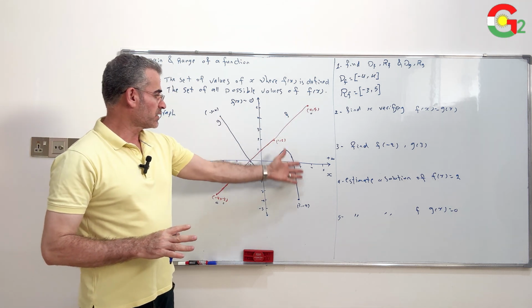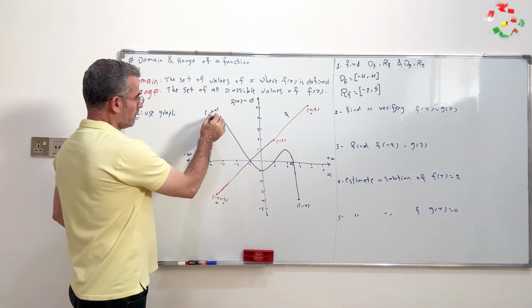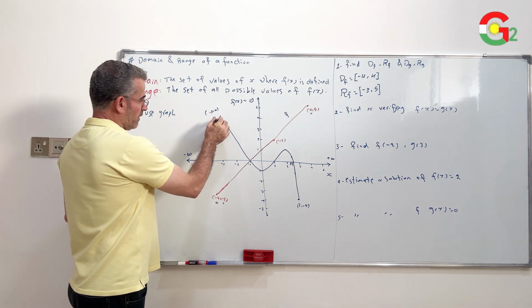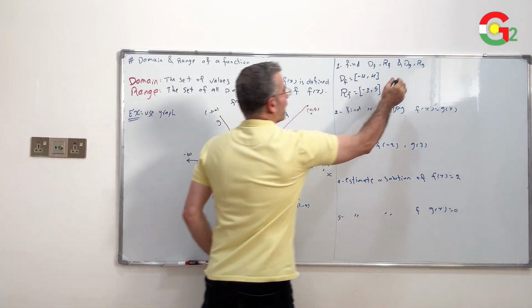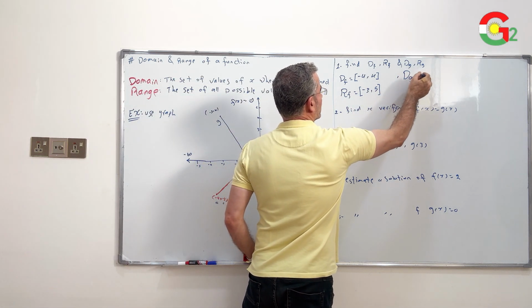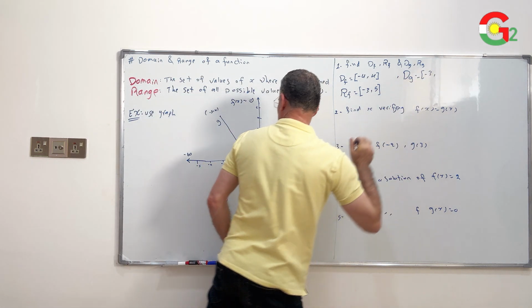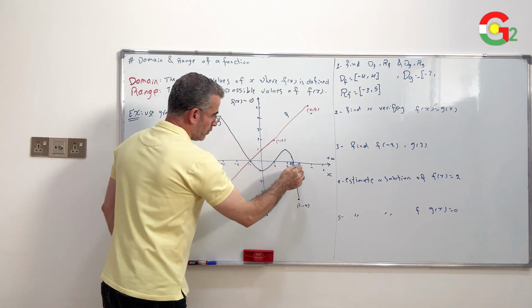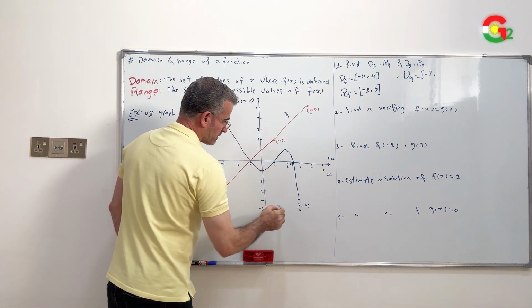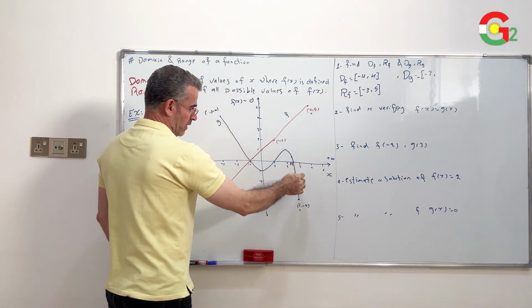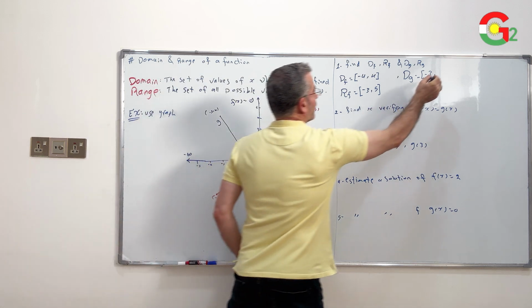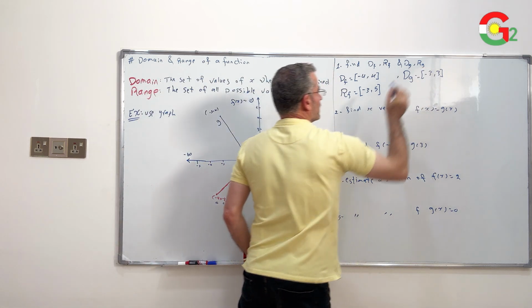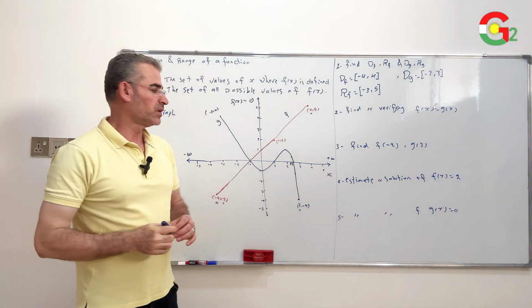For the function g, the graph starts from -3, then the domain of g equals from -3 to 3. The last point in the graph, according to the x-axis, is 3. Then the domain is from -3 to 3.